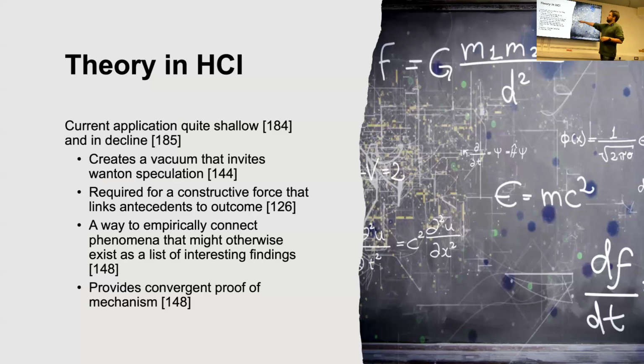I think Hornbeck and Ulla-Vista are saying that it's a constructive force that links antecedents and outcomes. The creators of self-determination theory like to think of it as a way to connect phenomena that otherwise would just exist as a nice list of interesting facts. Instead, you bring a convergent proof of a mechanism under effect.